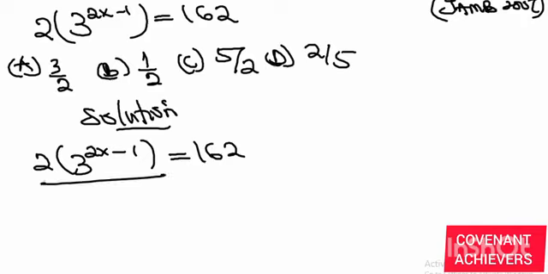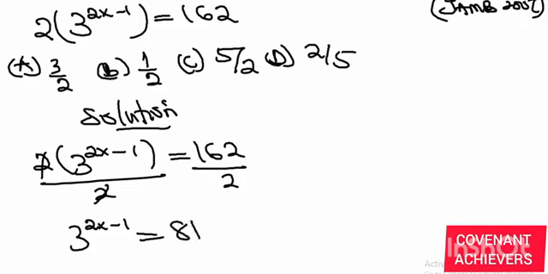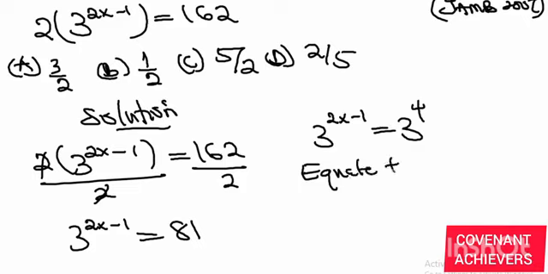Divide both sides by 2. The 2 cancels the 2 here. So we have 3 raised to power 2x minus 1 is equal to 81. Therefore, we can say 3 raised to power 2x minus 1 is equal to 3 raised to power 4. And from here, you can equate the powers. When you equate the powers, you have 2x minus 1 equals 4, because the bases are equal, so the powers will also be equal.